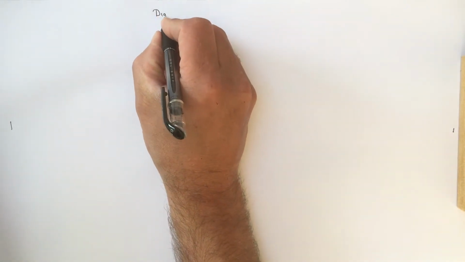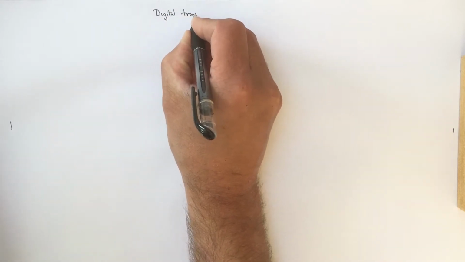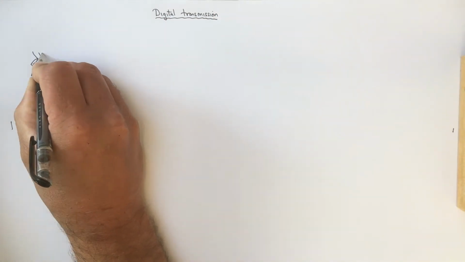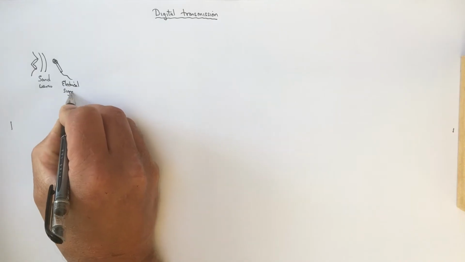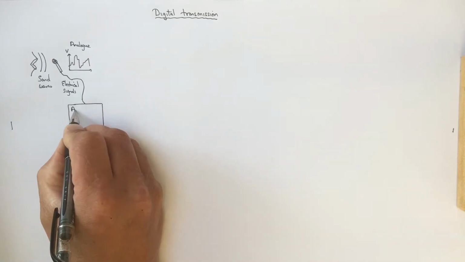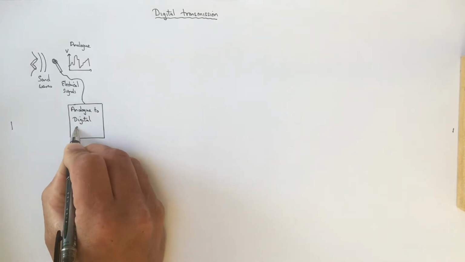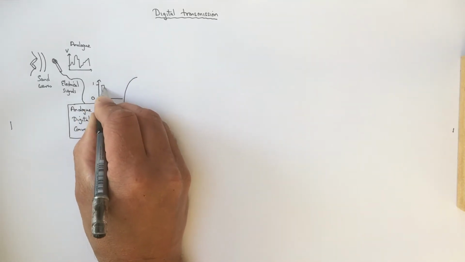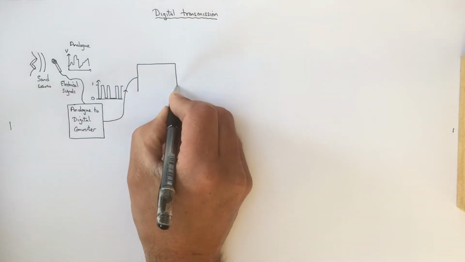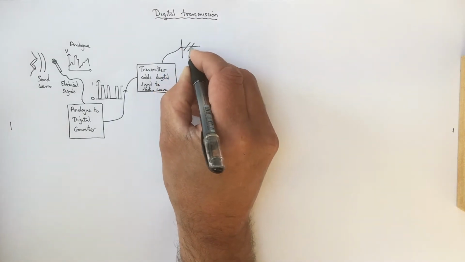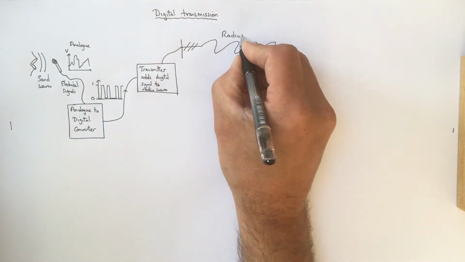So now let's have a look at digital transmission and see why transmitting signals digitally is much better than using analog signals. The starting process is the same. Sound waves are converted into analog electrical signals. These analog electrical signals are then converted into digital electrical signals using an analog to digital converter, producing ones and zeros. Again, the transmitter adds the digital signals to the radio waves, and those radio waves are sent out using a transmitter.